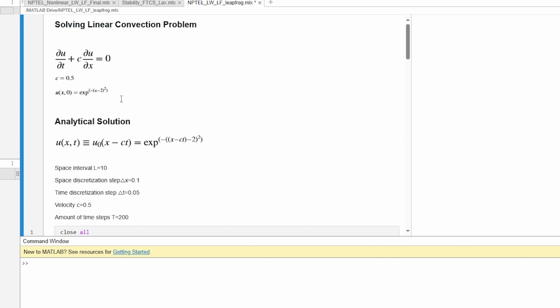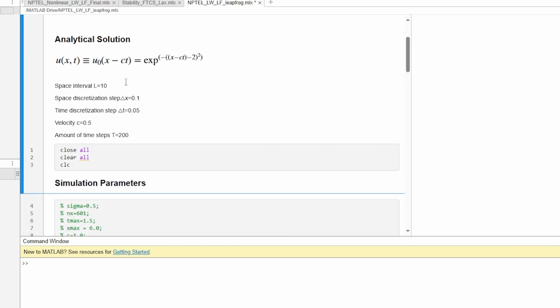If x is less than 2, then it is basically growing, otherwise it will be decaying, because there is a negative sign here.